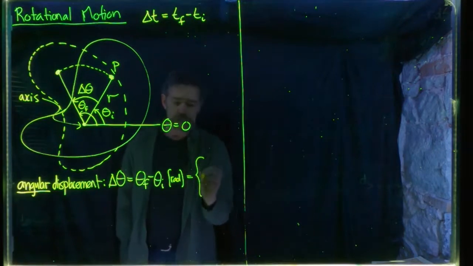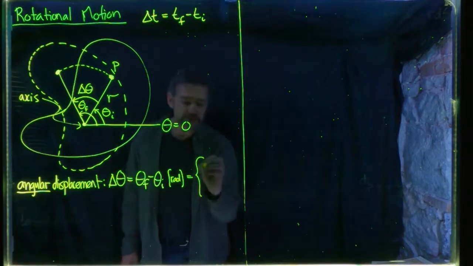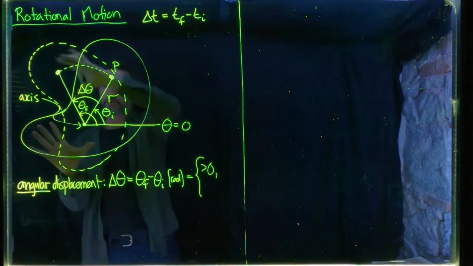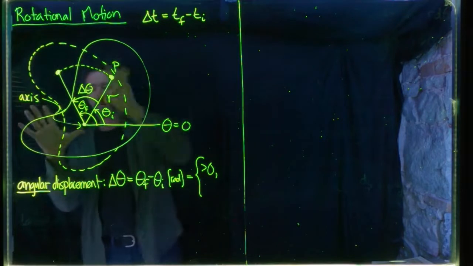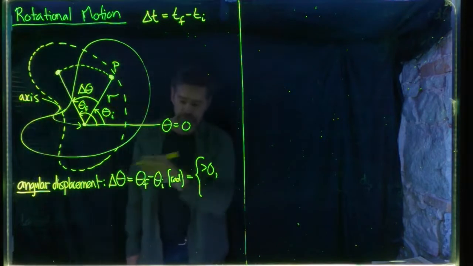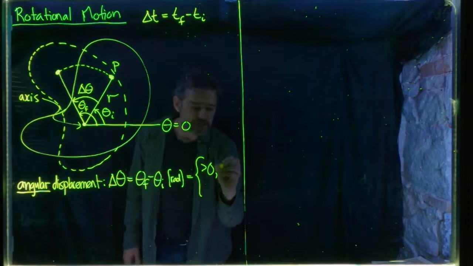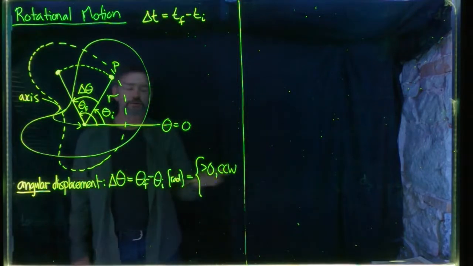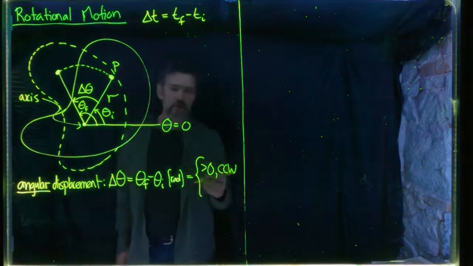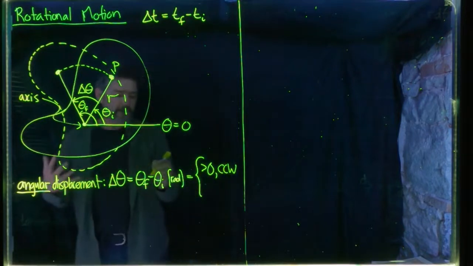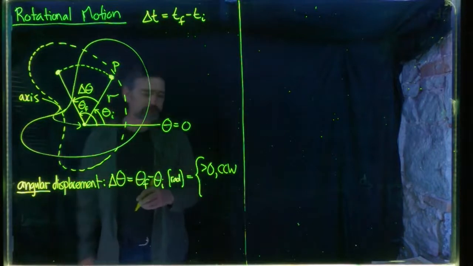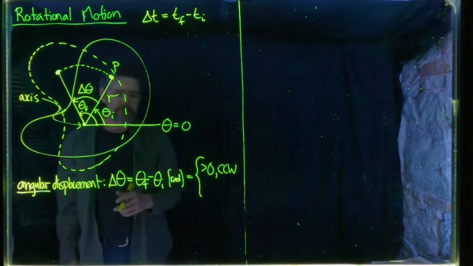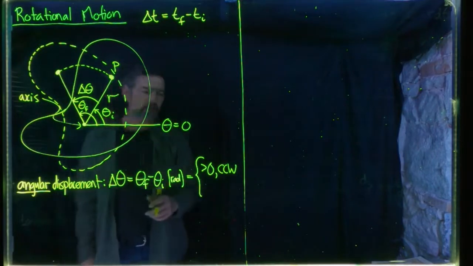And so delta theta, the angular displacement, will be positive, so greater than 0, for counterclockwise rotation. So starting here, ending here, theta final is bigger than theta initial, and so delta theta, the angular displacement, is positive, and that happens for counterclockwise. Counterclockwise is always positive for mathematicians and for physicists, usually. Sometimes it's more convenient to define the other direction to be positive, depending on the situation. But anyways, in this setup here, we've said counterclockwise is positive.